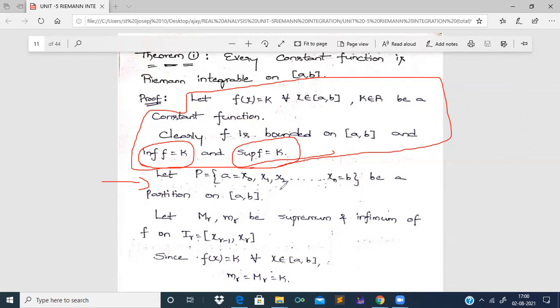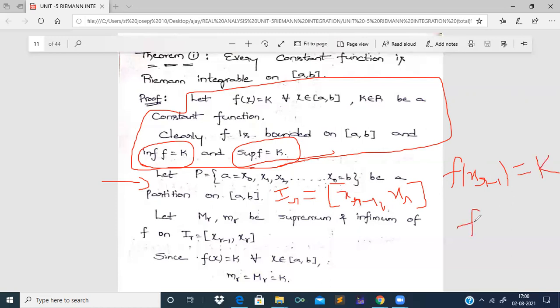Therefore, in this partition, if I take the rth subinterval, Ir is equal to [xr minus 1, xr]. If we see the functional values of f(x) in this rth segment, then f(xr minus 1) is equal to k, right? And f(xr) also is equal to k, right?